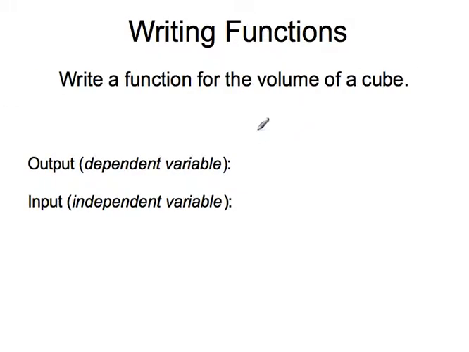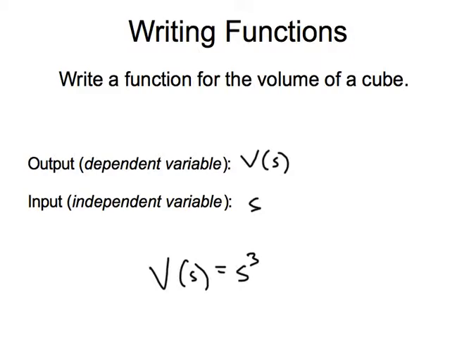Write a function for the volume of a cube. All right, so how do we find the volume of a cube? Well, we need the side length, and then we cube it. Okay, so we have two variables, volume and side. What depends on what? Does the side length depend on the volume, or does the volume depend on the side length? And generally, it's agreed upon that the volume depends on the side length. So my output, my dependent variable is volume, which depends on the side length. And the input would be the side length. Okay. So what is the equation? Well, my volume, which depends on the side length, is equal to my side length cubed. And that would be the function.